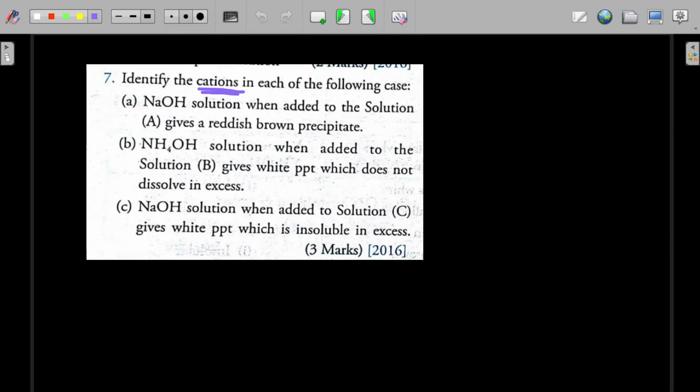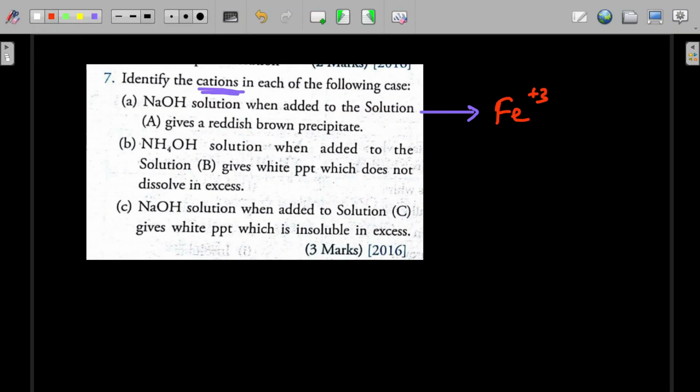Identify the cations in each of the following cases. NaOH solution added to solution A gives a reddish brown precipitate. Okay, Isha, can you tell me what will be the cation? Reddish brown precipitate. Fe2 plus. Same mistake you're doing, huh?